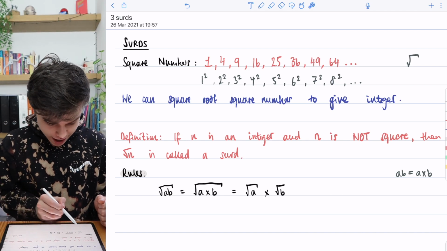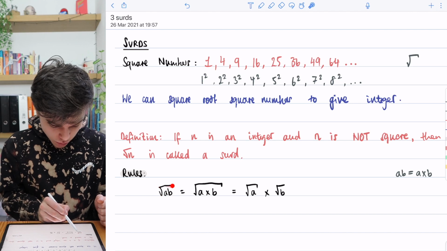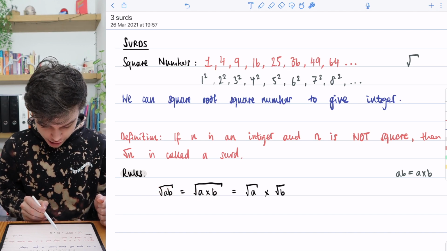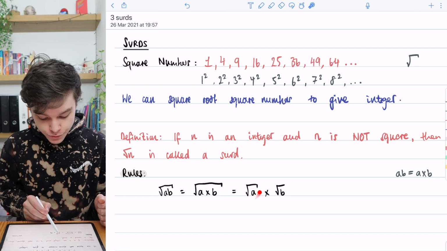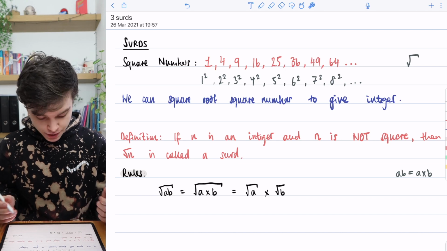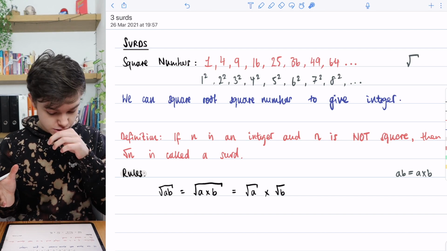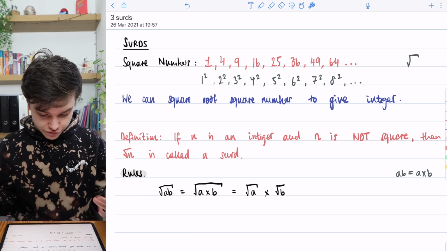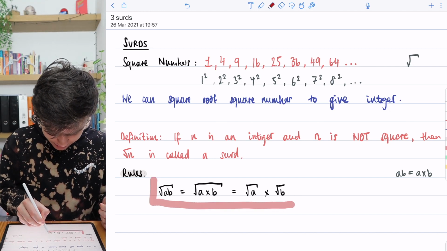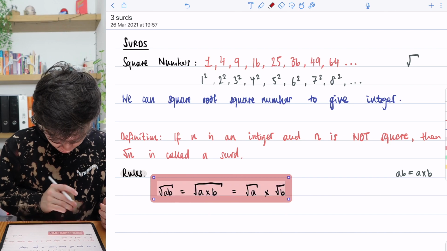So if we have AB under the square root, we can distribute the square root over the multiplication, work out the square root of A, and multiply it by the square root of B. A and B there are just integers, they're just any number. That rule works for any number. I'm going to highlight that in red.